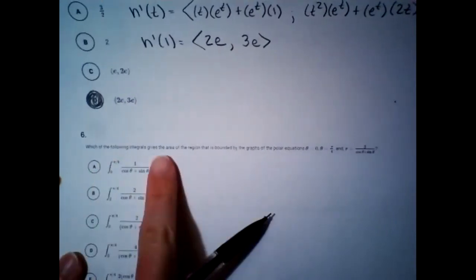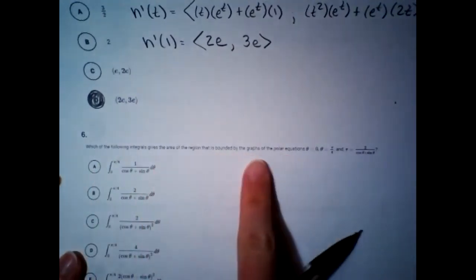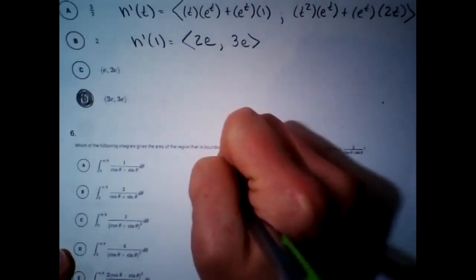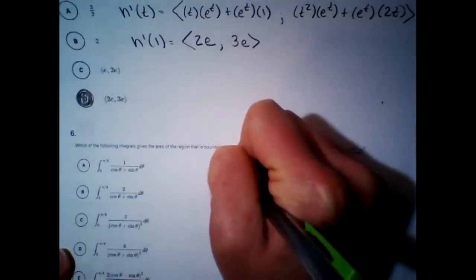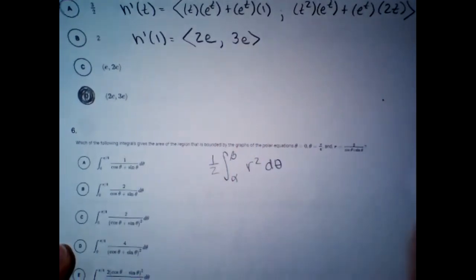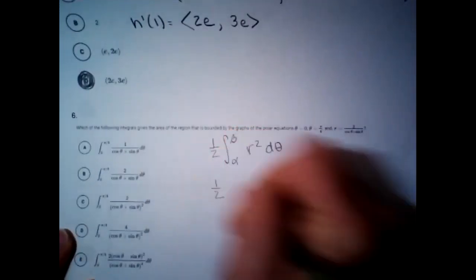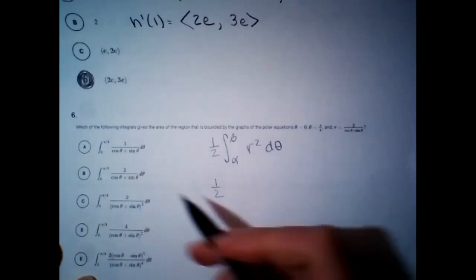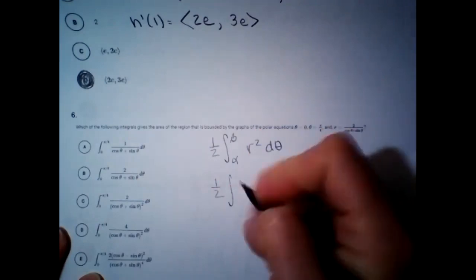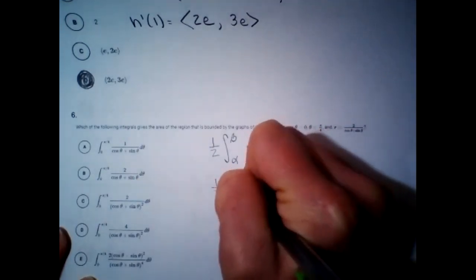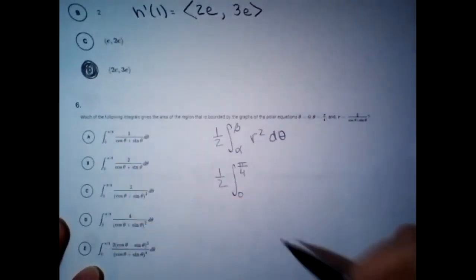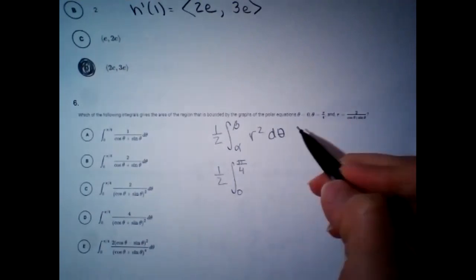Which of the following integrals gives the area of the region bounded by the graphs of the polar equations? And then it lists all those out. So it is 1/2 integral from alpha to beta, and then r squared d theta. That is your formula. So this will be 1/2, and you notice none of these have a 1/2 out front, so it must have canceled out with something here. So they give us from 0 to pi over 4, which you would normally hope would allow you to narrow down your choices, but they made them all 0 to pi over 4. So couldn't even catch a break there.